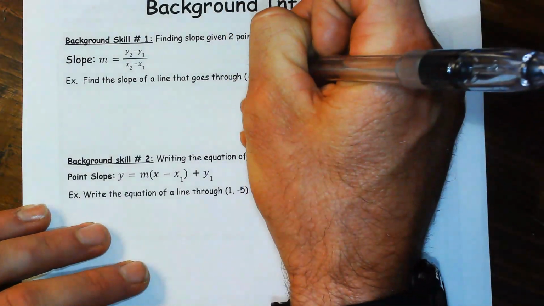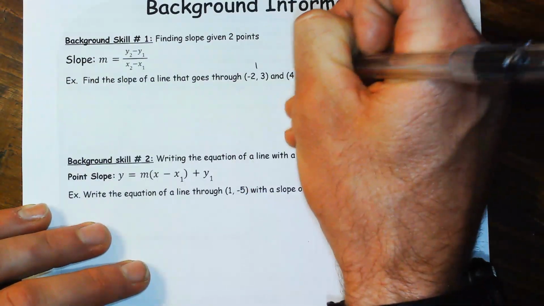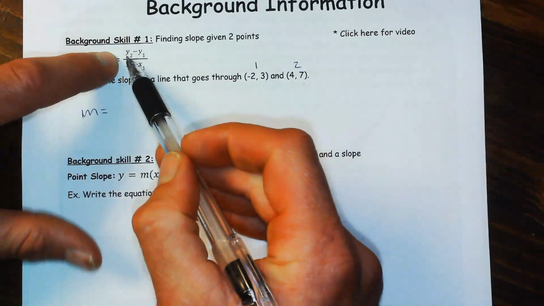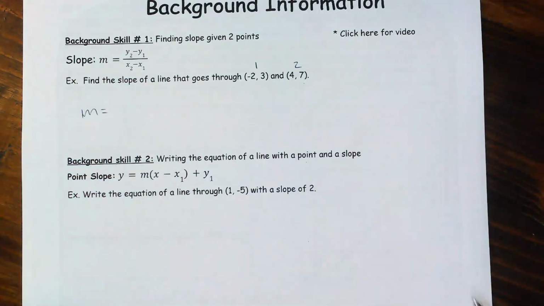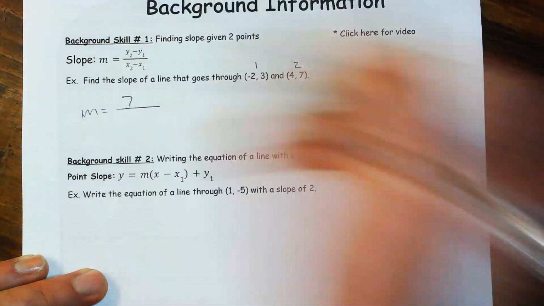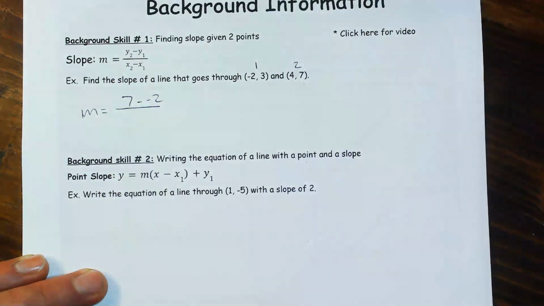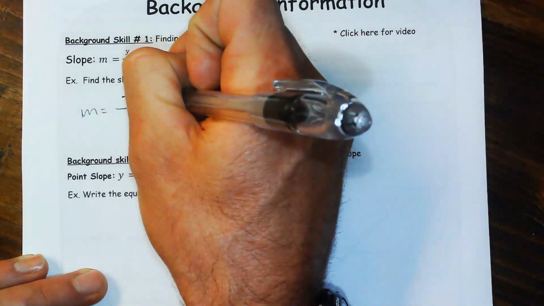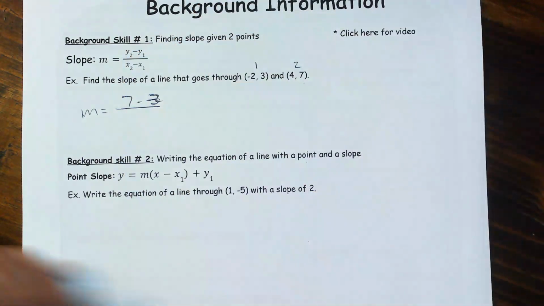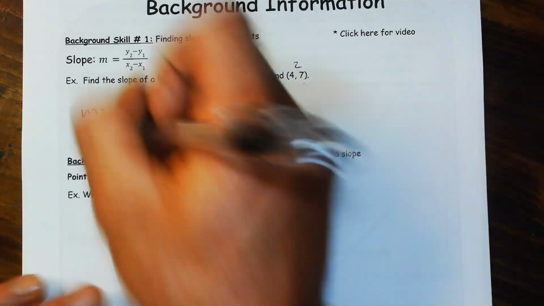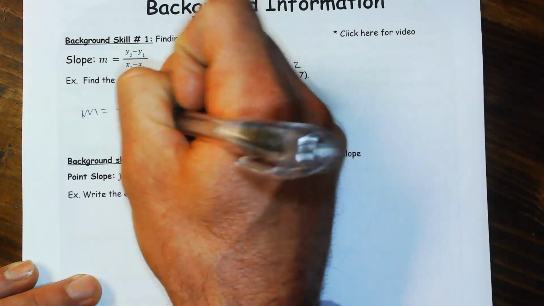I'm going to call this my point number 1 and this my point number 2. My formula just says to find the slope, you take the second y-coordinate and then take the first y-coordinate and subtract them from each other. So 7 minus 3 is what you should be looking at. And then the second x-coordinate 4, and subtract off the first x-coordinate, -2.